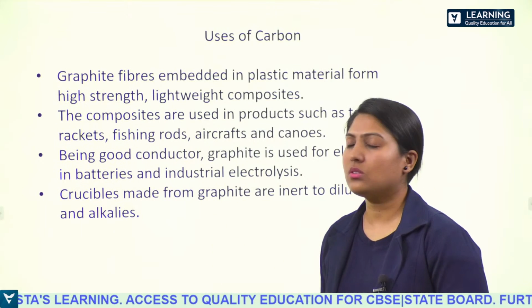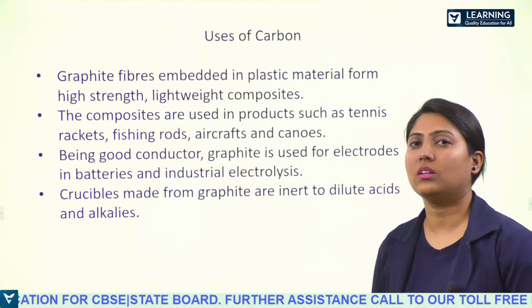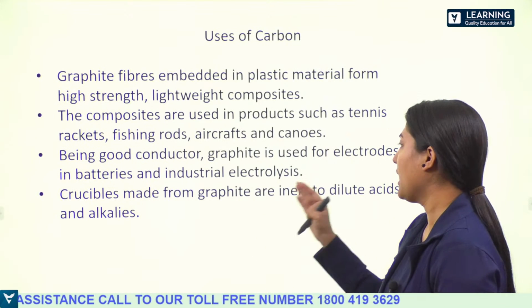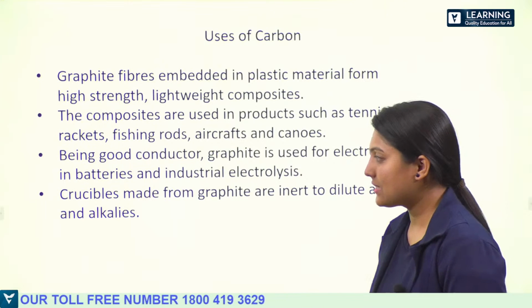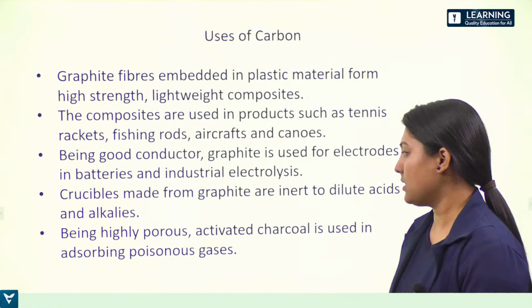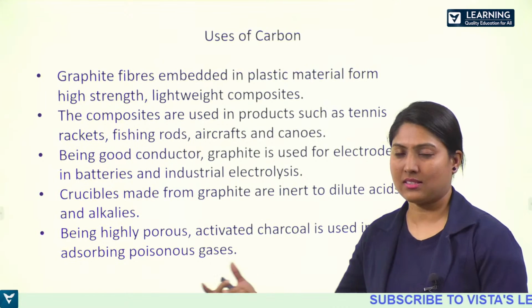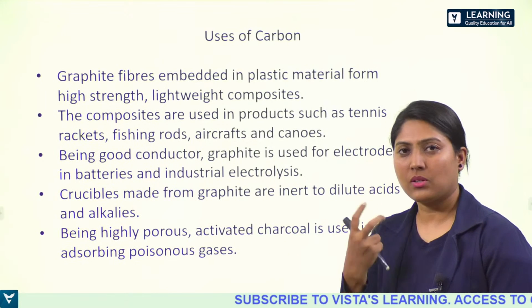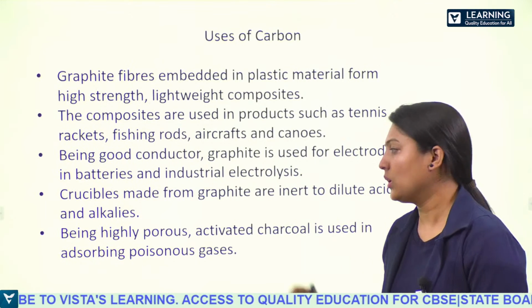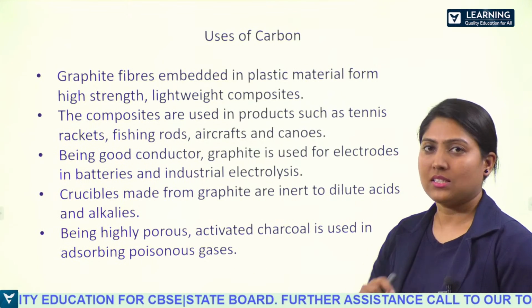So for that we use crucibles, which are used at a very high temperature. As we know, graphite can withstand high temperature. So crucibles made from graphite are inert to dilute acids and alkalis. Being highly porous, activated charcoal is used in absorbing poisonous gases. Obviously porous materials will absorb the gas because they have space and the gas can easily be trapped in. So for poisonous gases to be trapped, we use this activated charcoal.